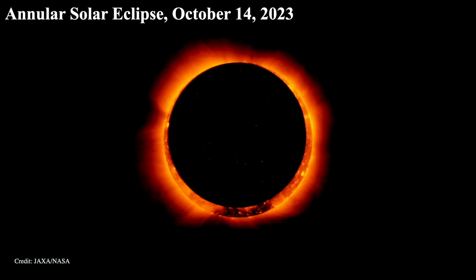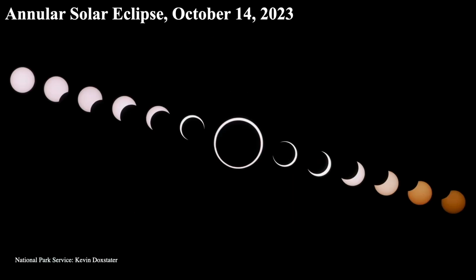So an annular solar eclipse, here was the one that just happened on October 14th of 2023. And this is by JAXA and NASA, and was taken by the solar telescope Hinode as the moon came between it and the sun. This is from science.nasa.gov, so go there and look for this image from JAXA and NASA. Next, this was taken in a National Park by Kevin Dostaxler, October 14th, from the desert Southwest. And this is a progression of all the images taken together.